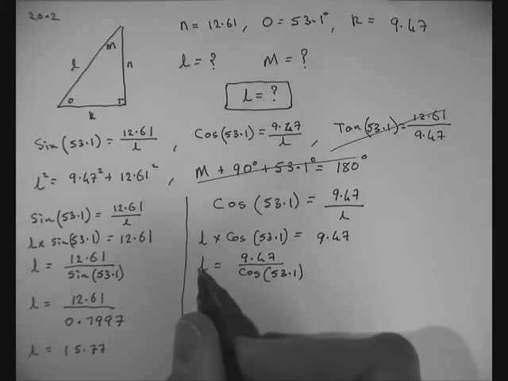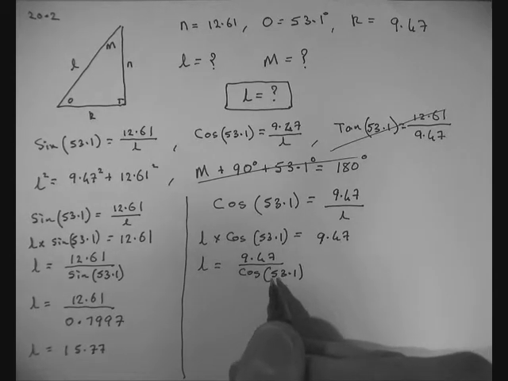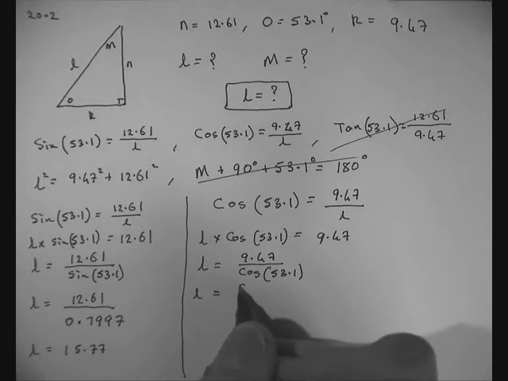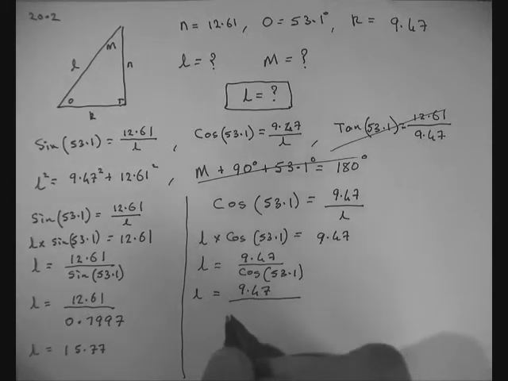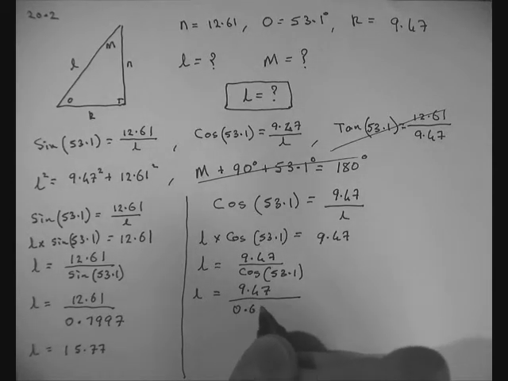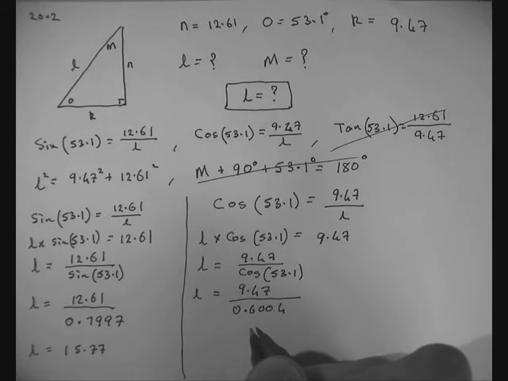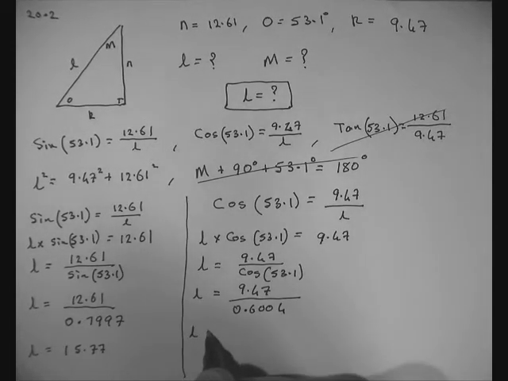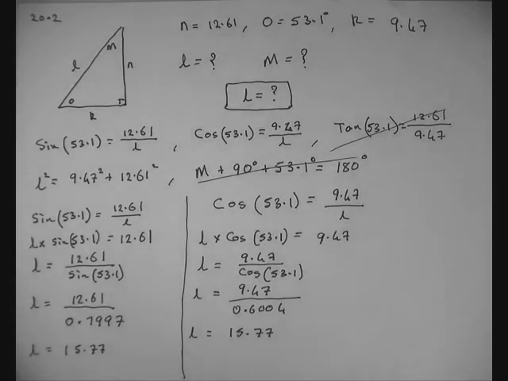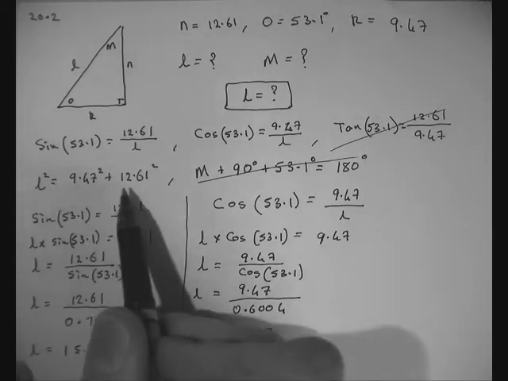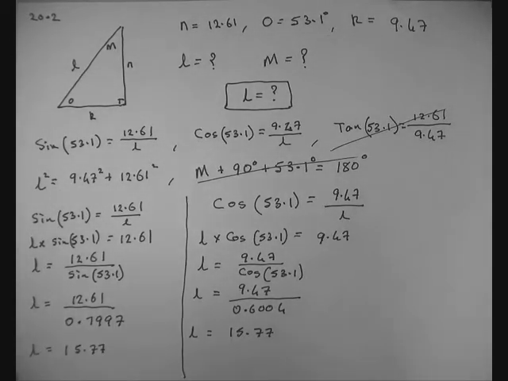With L isolated on a side, all we need now is to do a bit of calculator work. So L equals 9.47. Use the calculator to find the cosine of 53.1, and that's 0.6004 to 4 decimal places. Bit of calculator work again. We'll find L is equal to 15.77 to 2 decimal places. This agrees with this, as it should do. Now we have 3 tools that we can use to find L. No one is better than the other. We're just doing it the 3 ways to show that it can be done.